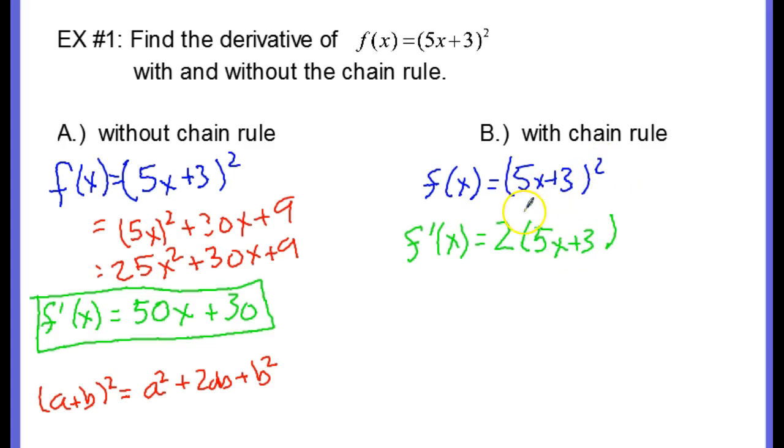I'm just going to leave it alone. And power times base, which is 5x plus 3, down 1, yeah, that's what I've got. But now I'm going to multiply by the derivative of the inside function. And the derivative of 5x plus 3 is just 5. So now I can just simplify. 2 times 5 is 10, and 10 times 5 is 50. 50x plus 2 times 5 is 10, 10 times 3 is 30. And there is f prime of x using the chain rule.